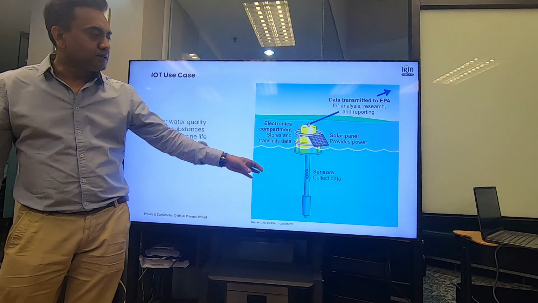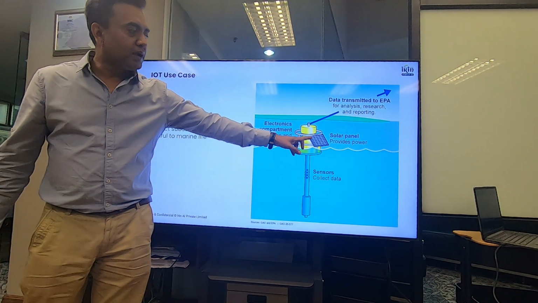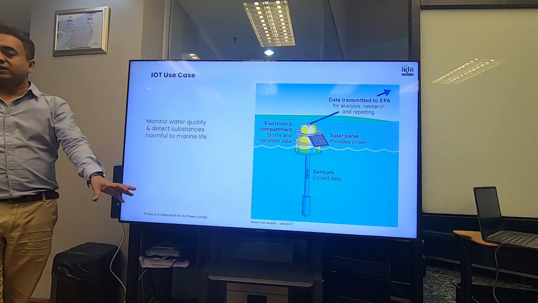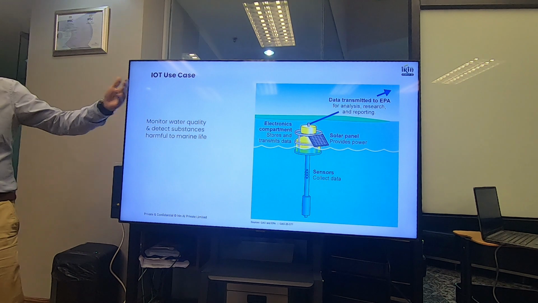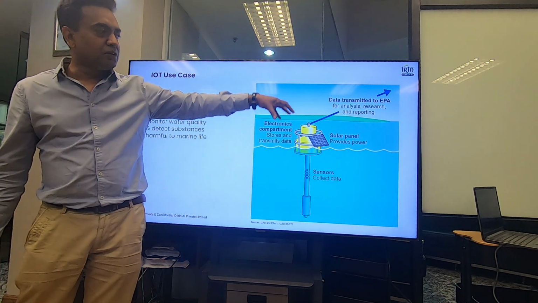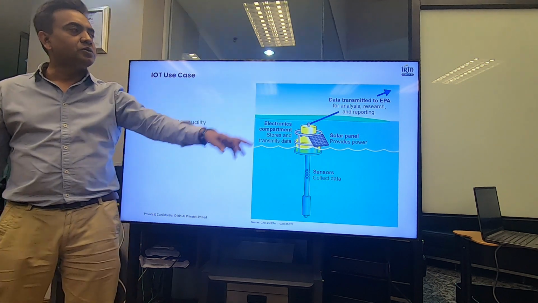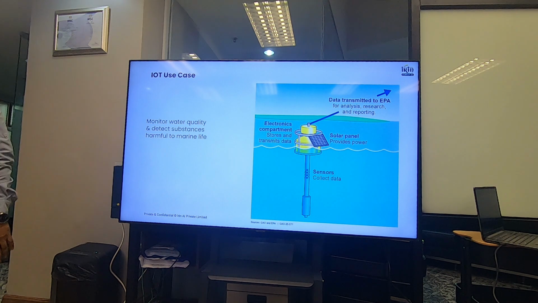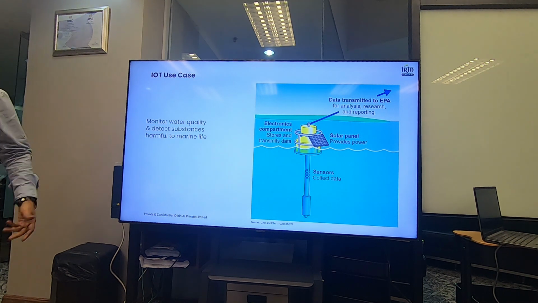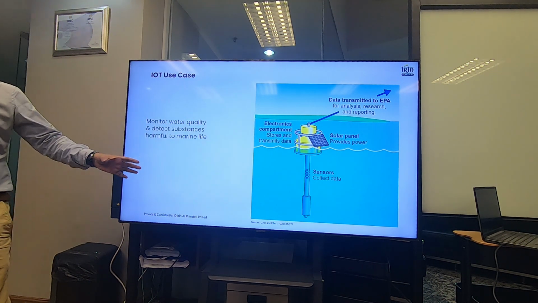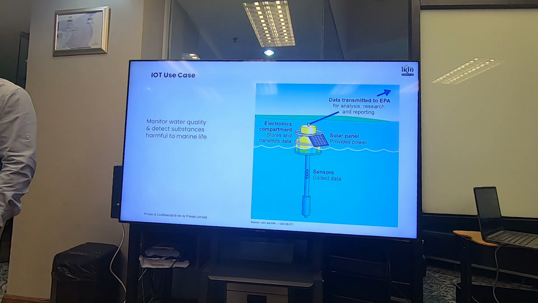Data, keep analyzing it. There is a solar panel here, which keeps the system on. It draws power, charges, recharges, and keeps everything on. Because of this device, it always floats. Data is transmitted to the EPA, Environment Protection Authority agencies, and they analyze the data. So it's a self-sufficient system, very simple, does the work.